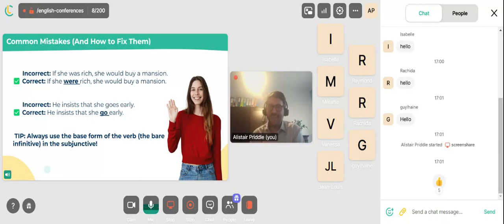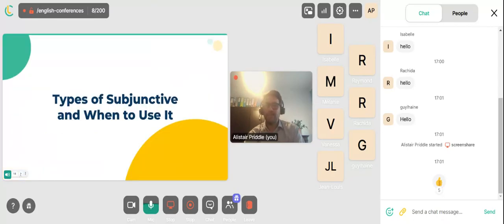Now we have a tip here. Always use the base form of the verb, also known as the bare infinitive, in the subjunctive. Unless it's a past subjunctive, of course. Okay, types of subjunctive and when to use it.